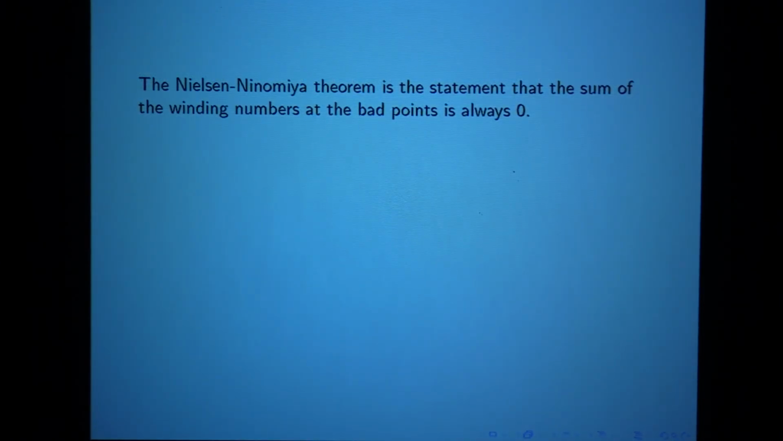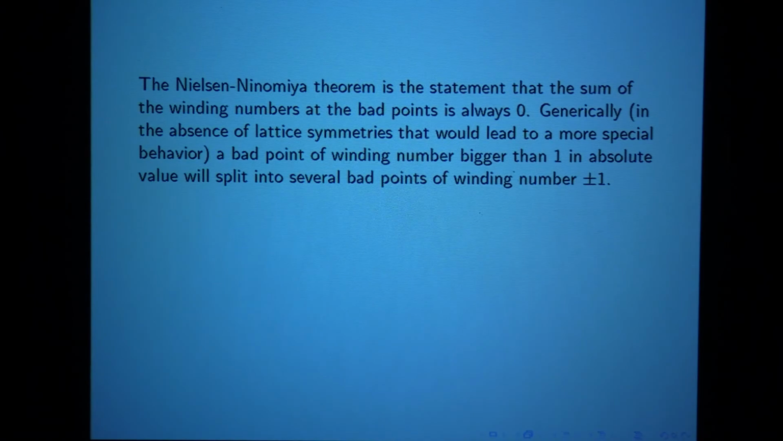Now, the Nielsen-Ninomiya theorem is a statement that the sum of the winding numbers at bad points is always 0. Generically, in the absence of lattice symmetries that would lead to a more special behavior, a bad point of winding number bigger than 1 in absolute value is always unstable against splitting up into several bad points of winding number plus or minus 1. So there are situations in condensed matter physics where lattice symmetries make it natural to have bad points with a more special behavior. But in our derivation here, we're ignoring the possibility of symmetries.